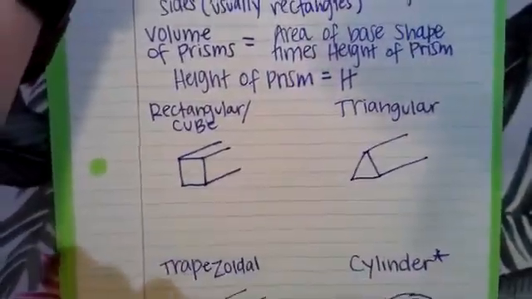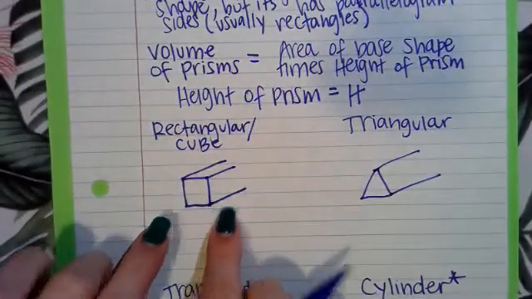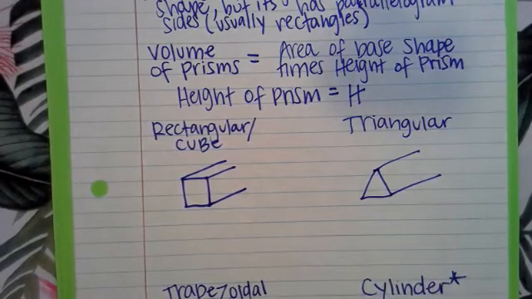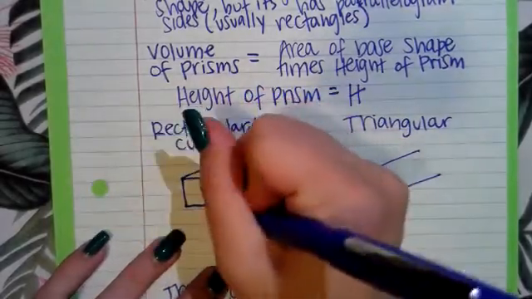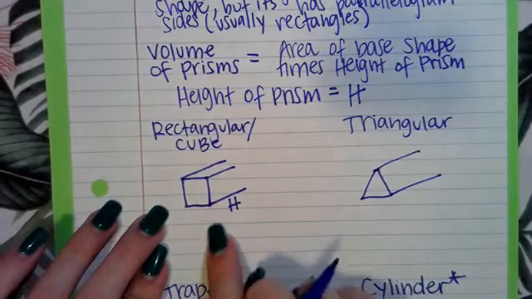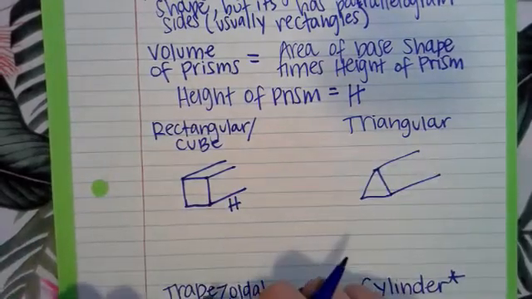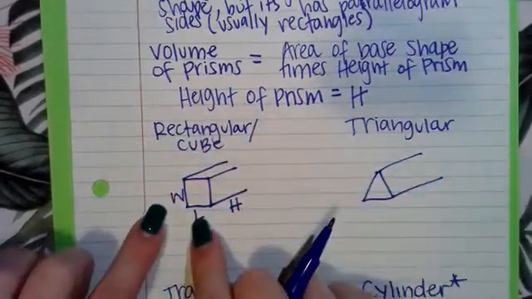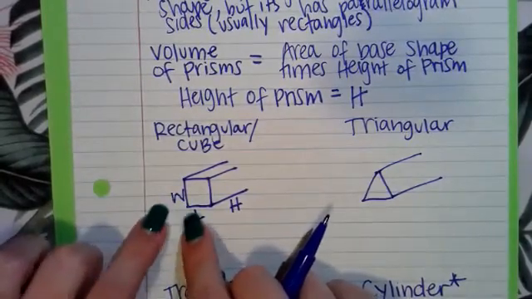We'll do rectangular and triangular first. In a rectangular prism or a cube, which is a prism that has all sides that are squares, kind of like a Rubik's Cube that a lot of you like to play with, we have our height of the prism. Because my prism is tipped over on its side, the height is the longest part of it. Then we have our length and our width of our rectangle. Sometimes people say base and height of a square or rectangle. Those are used interchangeably.